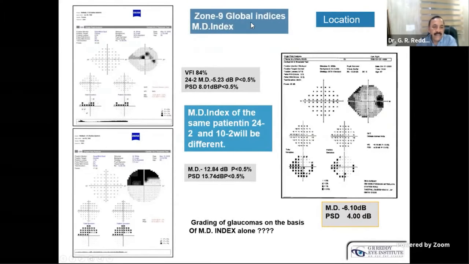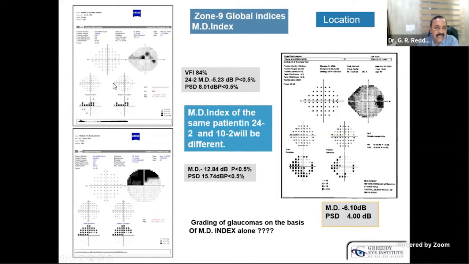Then take for example, this printout, the mean deviation of the same patient in 24-2 and the mean deviation in 10-2. The mean deviation in 24-2 is -5. The mean deviation in 10-2 is -12.84. So even the mean deviation changes between 24-2 and 10-2 in the same patient.